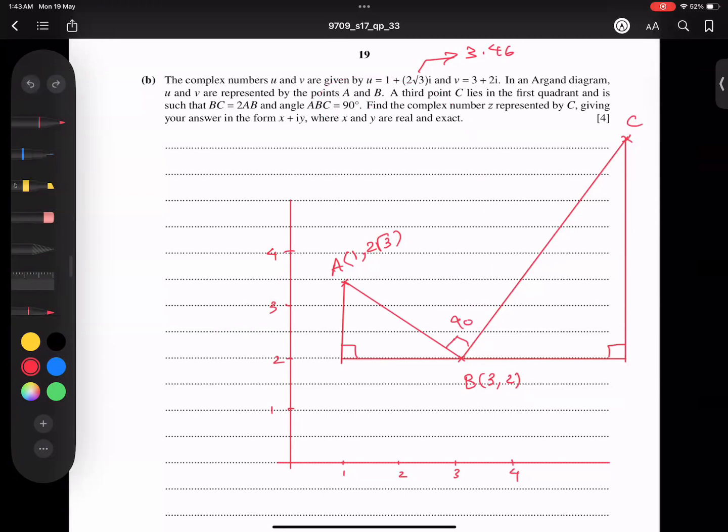So what is this gap? The y coordinate is 2 root 3, and this y coordinate is 2. So this distance is 2 root 3 minus 2. And how much is the x distance? x coordinate 3, x coordinate 1. If I subtract them, I get 2. So this distance is 2, and this is 2. I think the point is very valid.